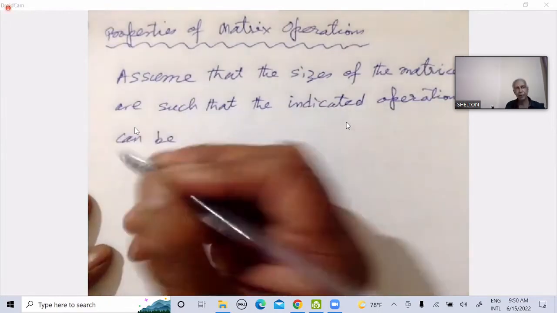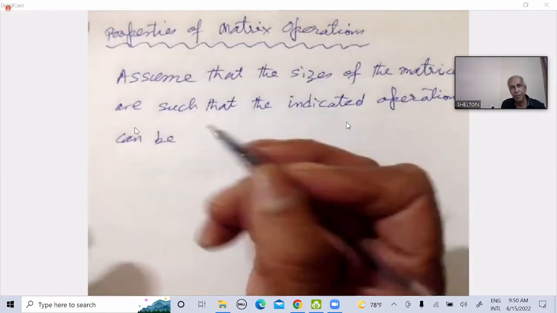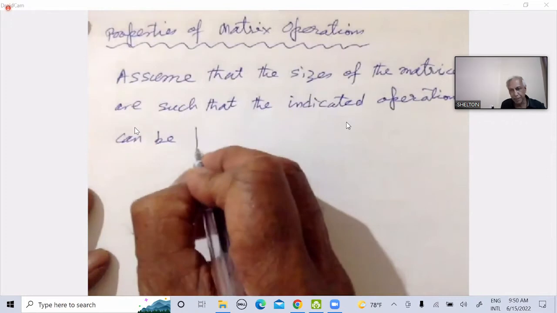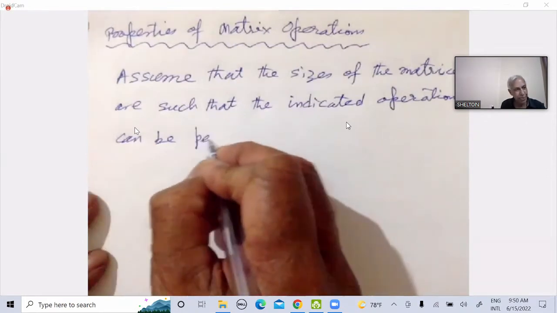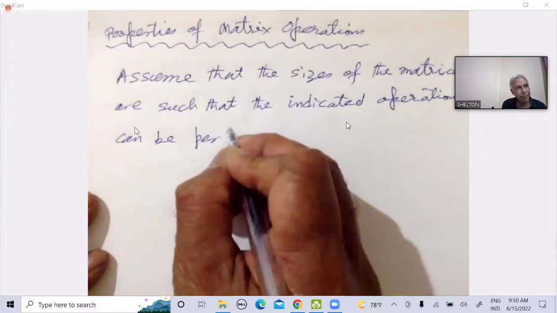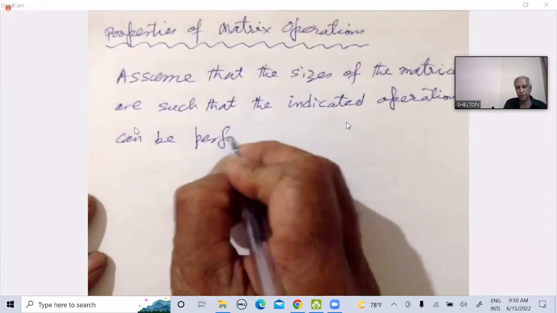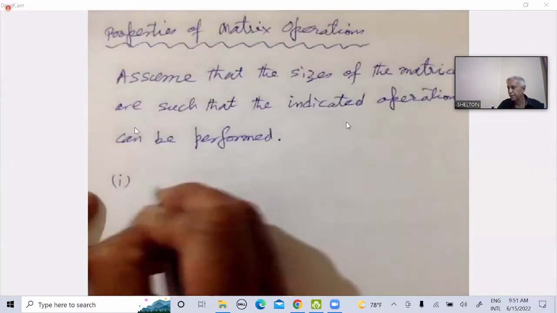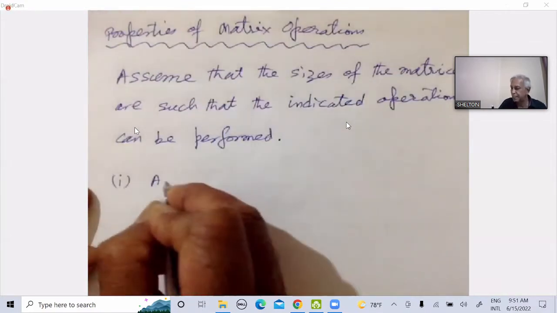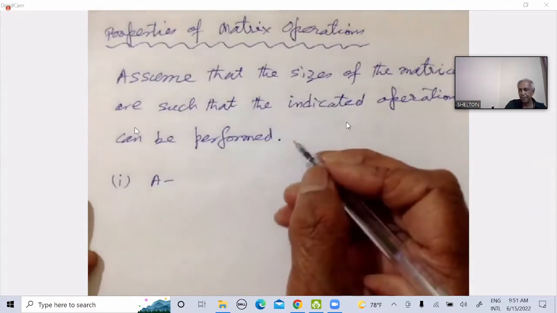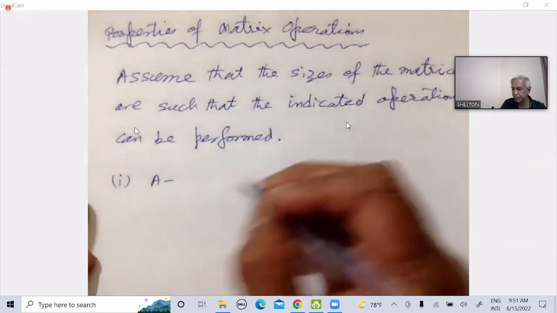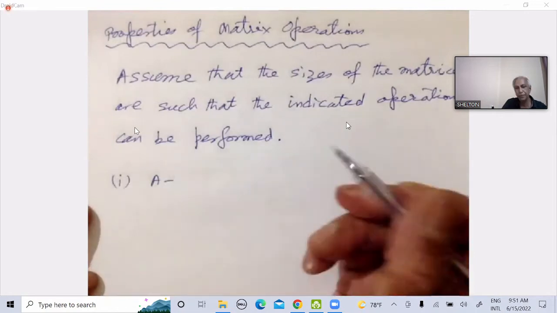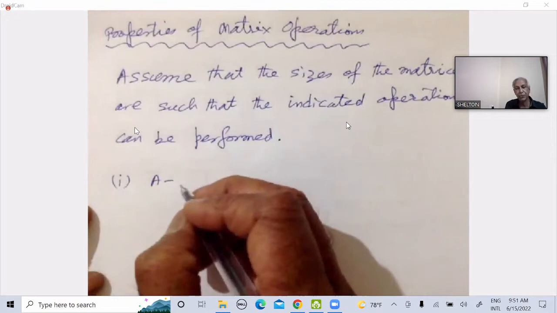So if I see somewhere A plus B, for that to be defined or to carry out A plus B, the size of A must be equal to the size of B. So the first property requires that A plus B can be performed. A, B, C are capital letters indicating matrices. A plus B is the same as B plus A. Commutative property for addition. That is true.